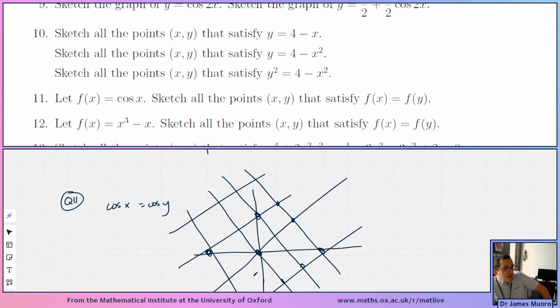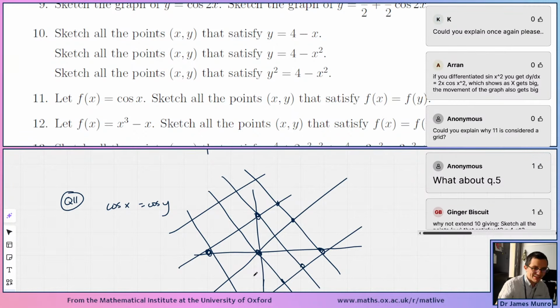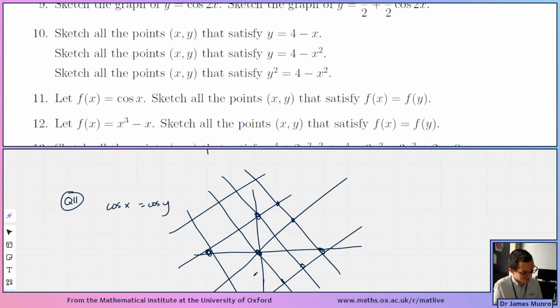Right. If you differentiated sine x squared, that's Aaron in chat, I'm going to stop Aaron there because in order to differentiate sine x squared, you need the chain rule, and the chain rule is not on MAT. You're not expected to be able to do that for a MAT calculation. But you're correct. That is right, and the gradient does get very large for large x. True, but not the MAT syllabus. So I'm going to hide it. There it is. It's gone.